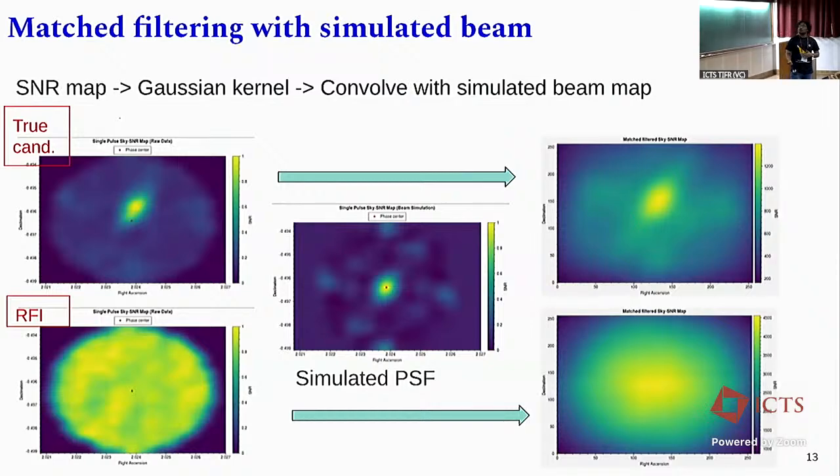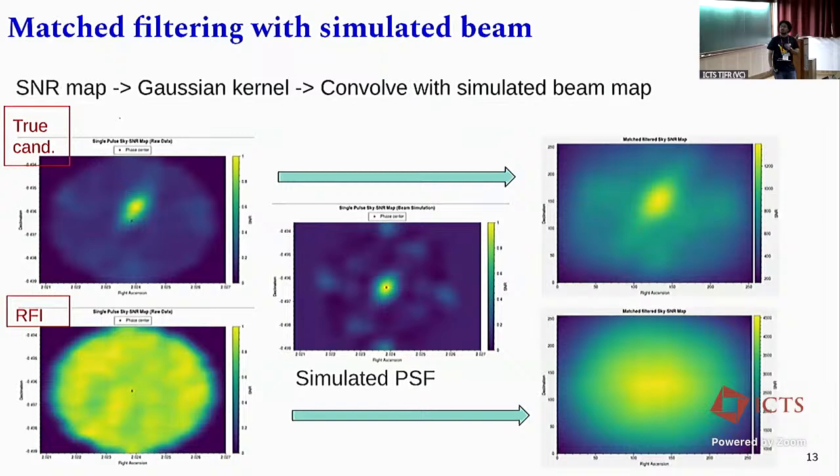This will result in two different kinds of outputs. If it's an RFI, this convolved output will be very much scattered everywhere. If it's a true source, it will be concentrated on a smaller scale. So we are trying to find some statistical method that we can use to distinguish between these.